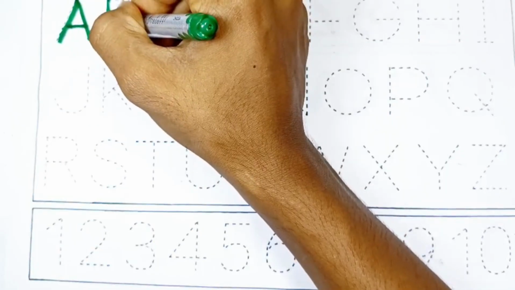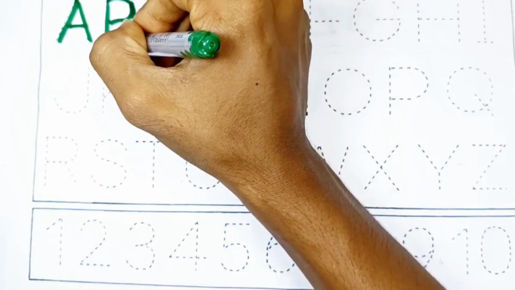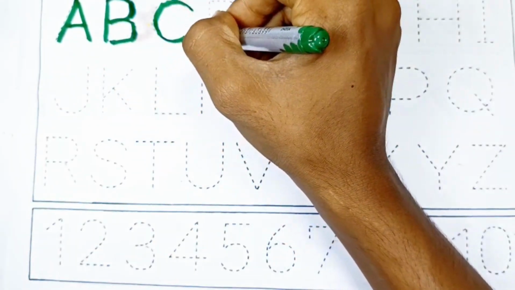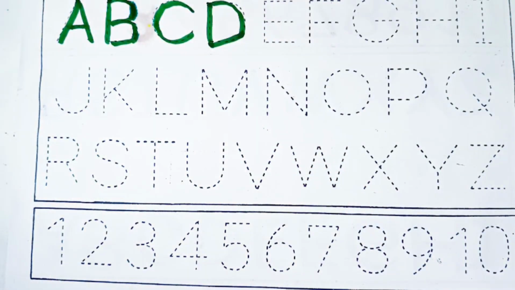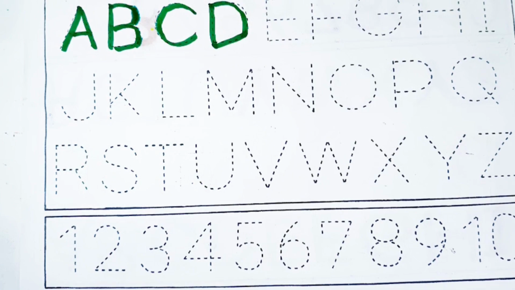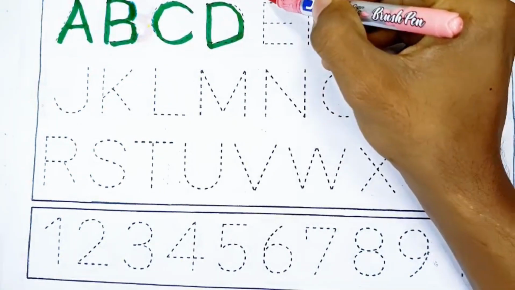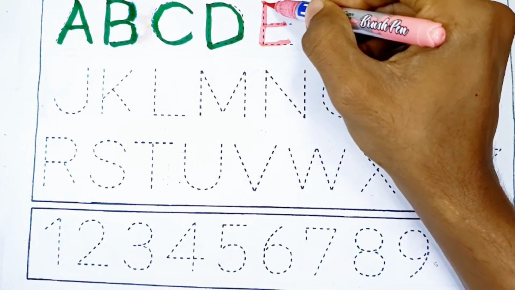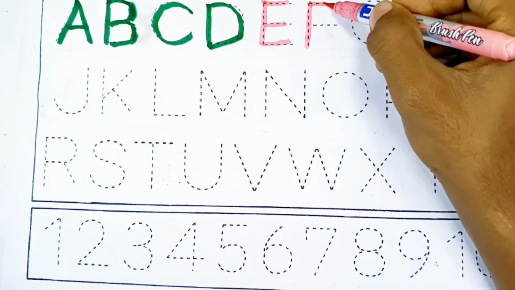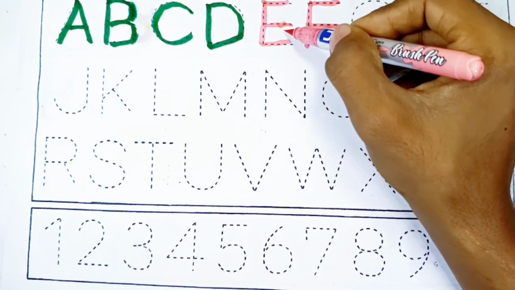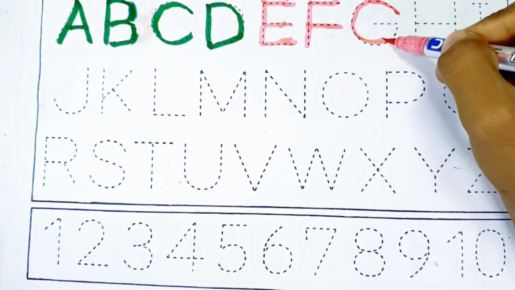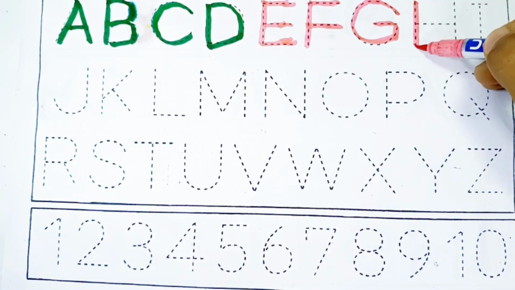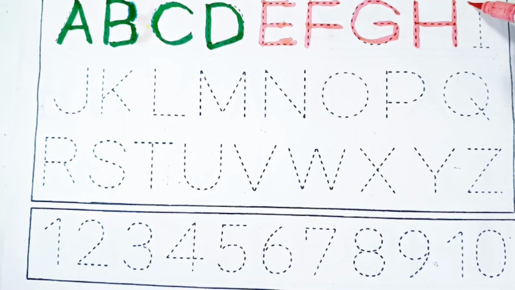A for apple, B for ball, C for cat, D for dog. Okay, so now you draw E for elephant, F for fish, G for god, H for helicopter, I for ice cream.